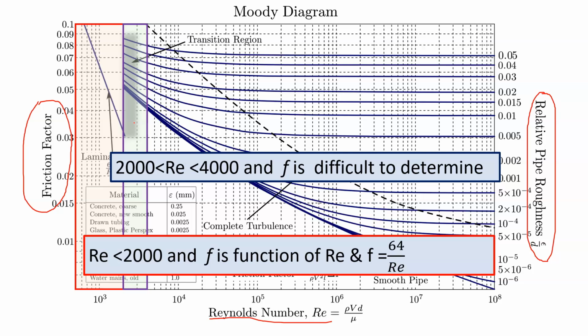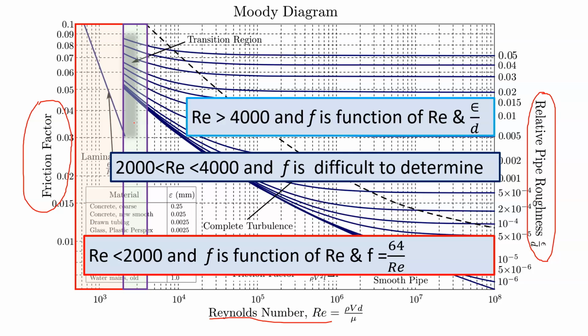Now after that, greater than 4000, the friction factor is a function of Re and epsilon by D. So in that region, if you want to calculate the friction factor, we must know the Reynolds number and epsilon by D. Now this is all about the Moody diagram.